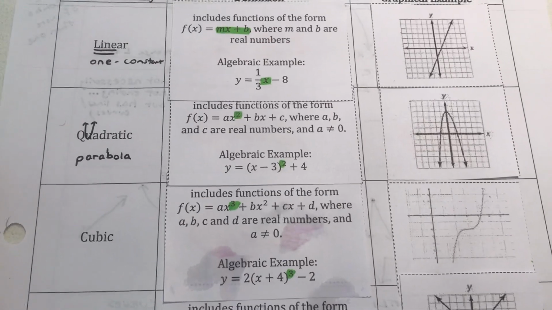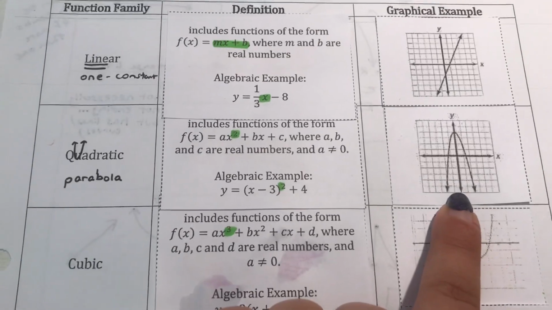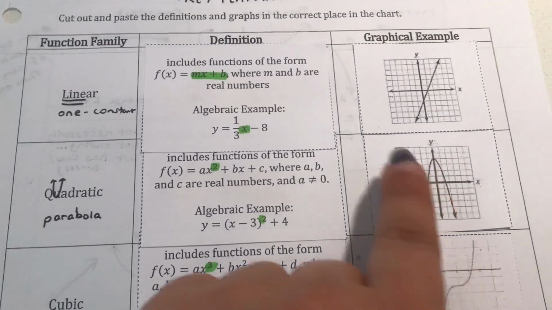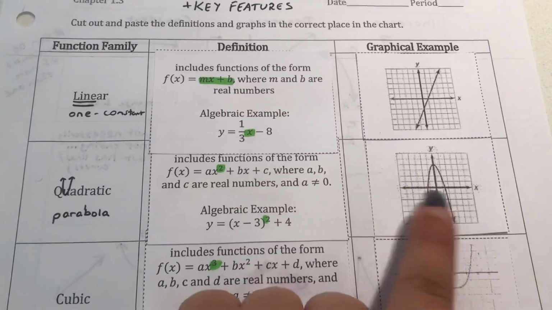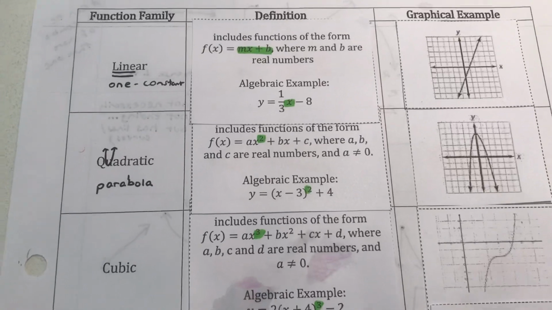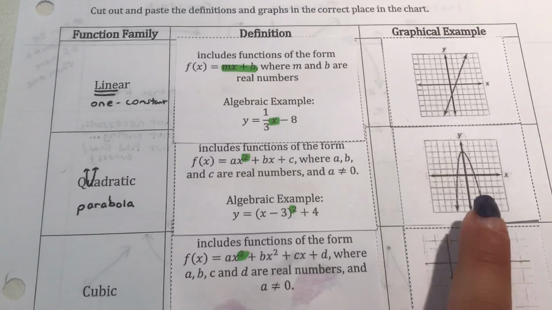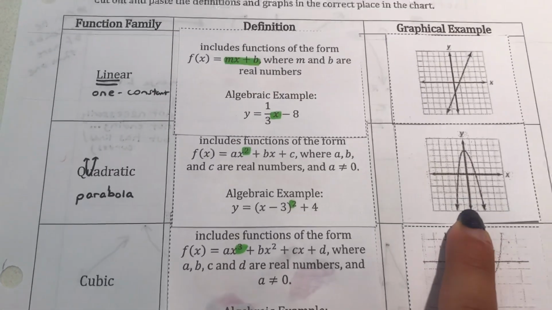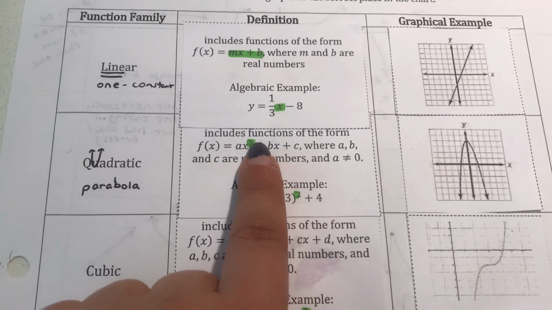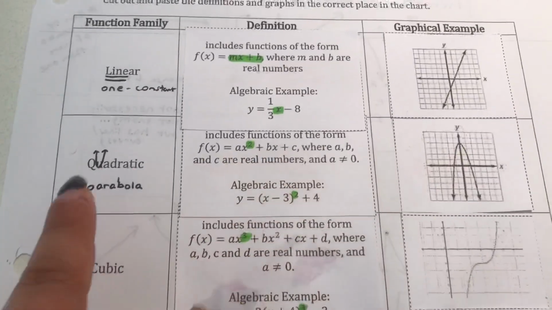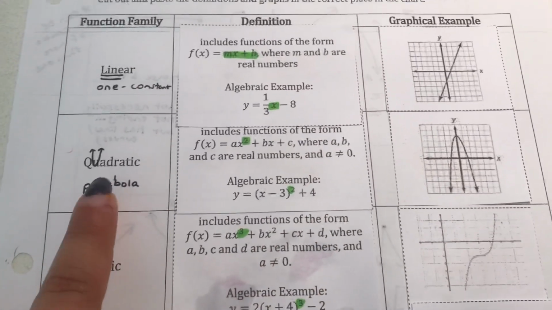In a quadratic, you will see this shape called a parabola. It looks like a U. It can open downwards. It can open upwards. It can be on the axis. It can be off of the axis. We'll learn more about that later this year. For right now, you just need to know that if you see this U shape, this parabola, that it is quadratic. And in the equation, if you see x squared, the highest power being 2, that means your graph will be quadratic.